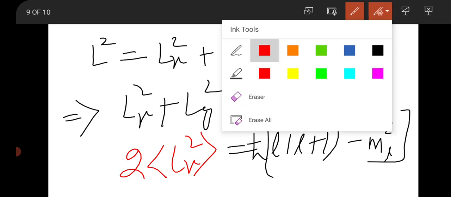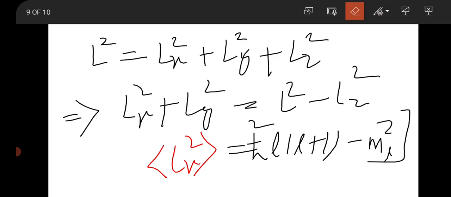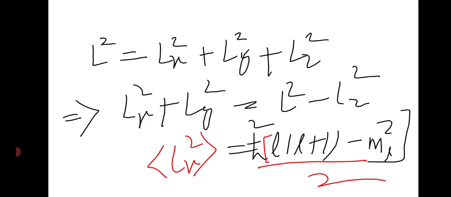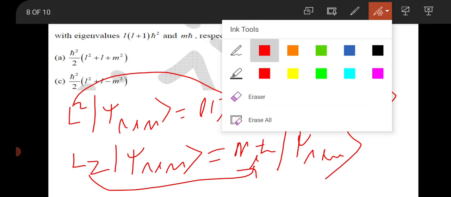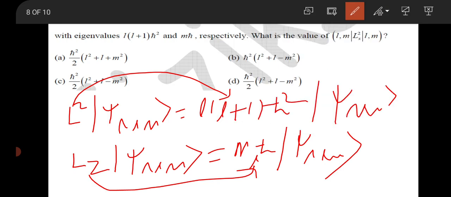So 2 times the expectation value of Lx square is this. So this 2 will go to the other side. The expectation value of Lx square will be ħ square by 2 times (L(L plus 1) minus m square). So which is the correct option? The correct answer is ħ square by 2 times (L(L plus 1) minus m square). So the correct option will be option C. You just multiply out L(L plus 1), that is L square plus L minus m square. So the correct option is option C.